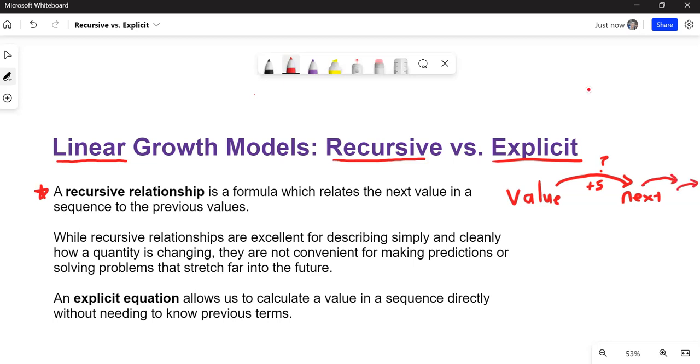So the second version is an explicit equation that allows us to calculate a value in a sequence directly without needing to know the previous terms. In other words, let's say we're here in our sequence, and there's a whole bunch of sequence terms, and we want to jump somewhere way into the future, way over here. We can do that with an explicit equation that takes us directly there. We don't have to know what's in between those two. So let's take a look at some examples because that's very vague, what I'm saying.